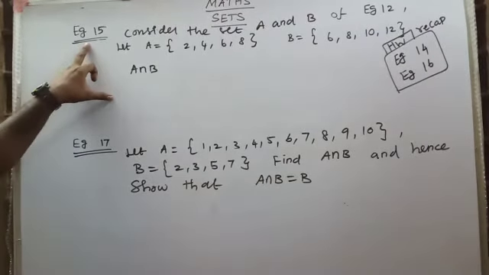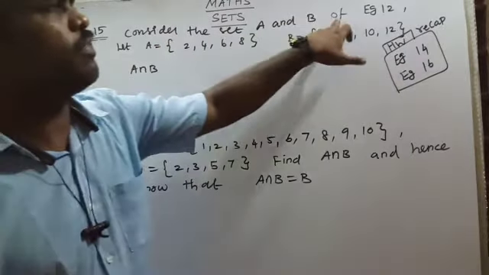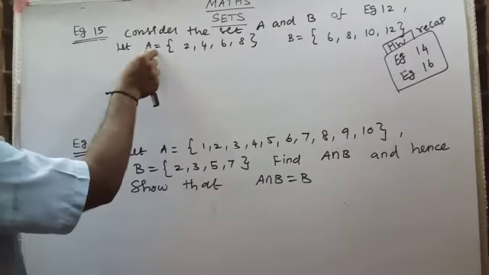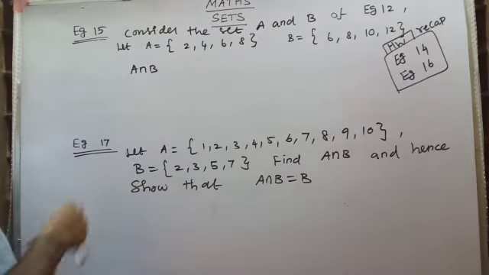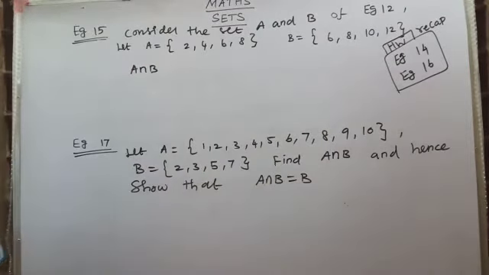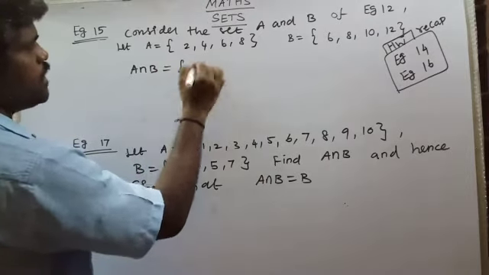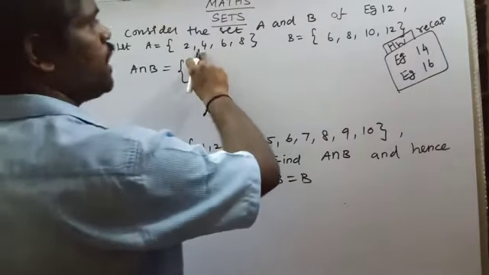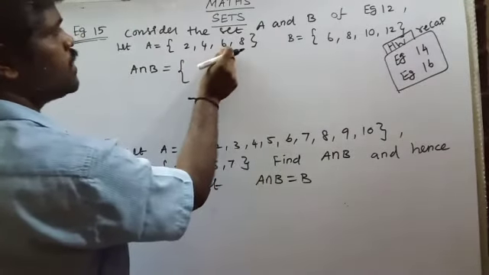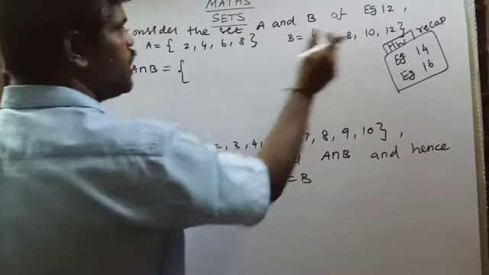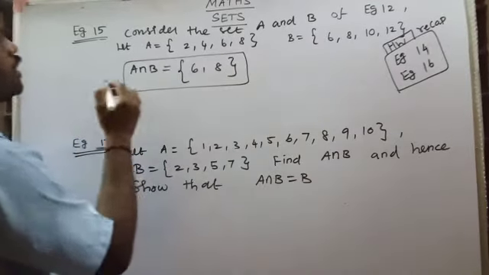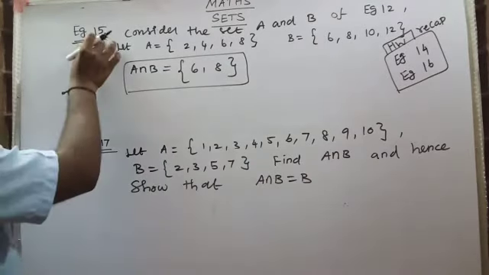Now example 15. Consider the sets A and B of example 12. Already seen in example 12, the set A is {2, 4, 6, 8} and B is {6, 8, 10, 12}. We want to find A intersection B, the common elements of both A and B. The common elements are 6 and 8. So the answer is {6, 8}. This is A intersection B. Okay, this is example 15.